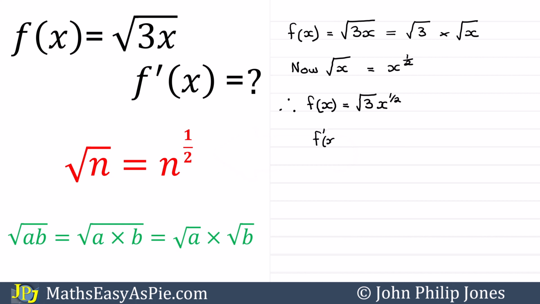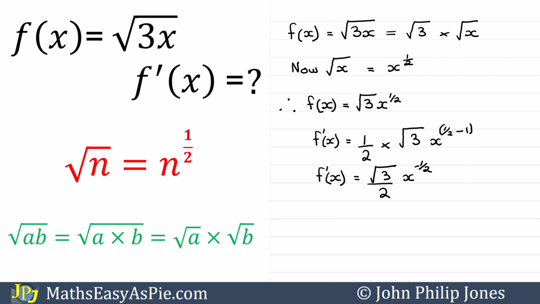Moving on, we can say f prime of x equals, we'll bring the power down, and we use that to multiply the square root of 3x, and from the power we subtract 1. Consequently, f prime is going to equal the square root of 3 over 2, and the x becomes x to the minus 1/2, because 1/2 minus 1 is minus 1/2. So to recap, 1/2 times the square root of 3 is the square root of 3 over 2. And this calculation of 1/2 minus 1 gives us here minus 1/2.